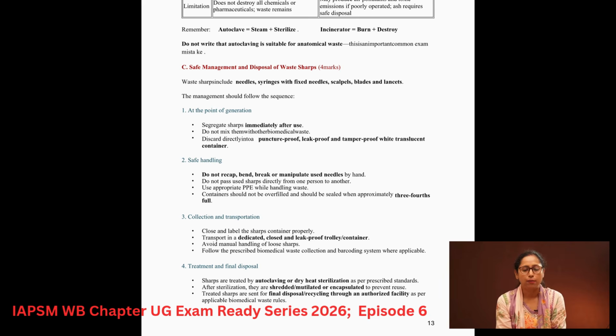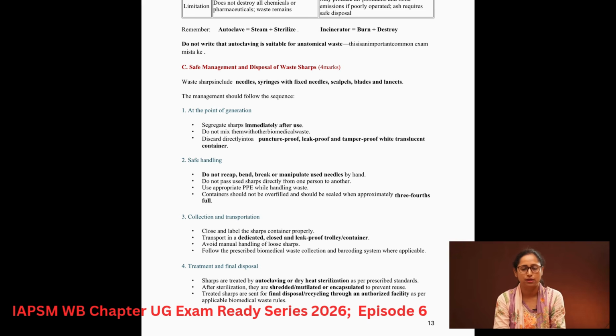Okay. Now, coming to the second point, that is the safe handling. We should not recap, bend or break or even manipulate in any way the used needles by hand. Next, do not pass used sharps directly from one person to another person. Use appropriate PPE, that is personal protective equipment, while handling the waste, and containers should not be overfilled and should be sealed whenever.